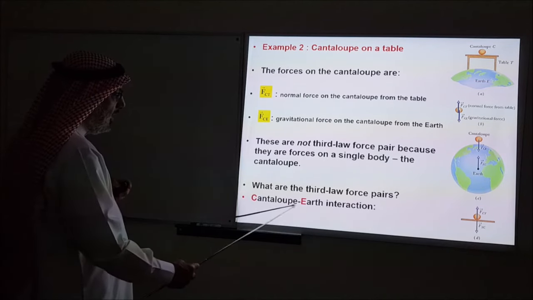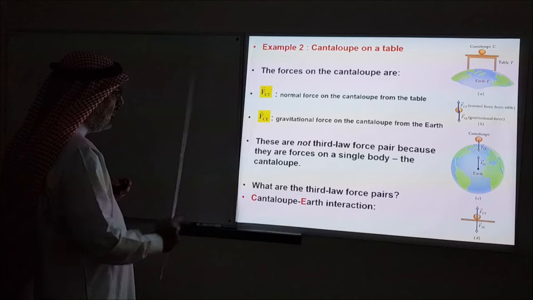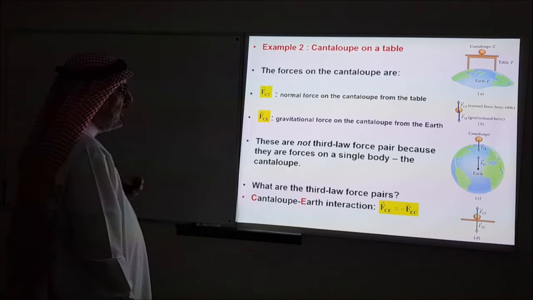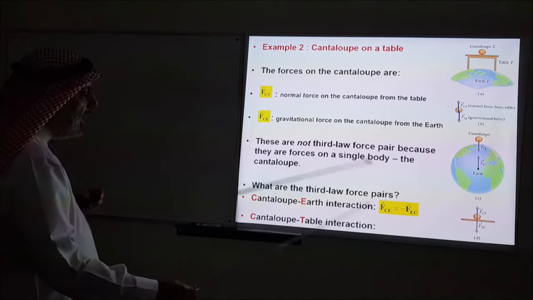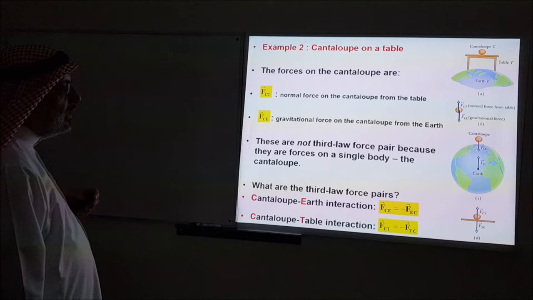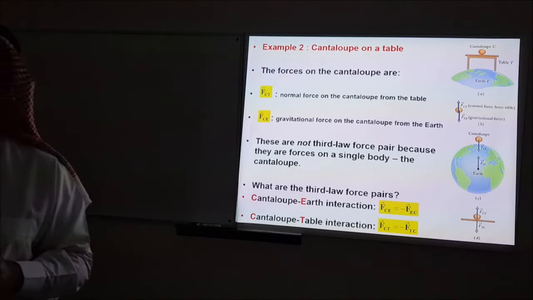They are the cantaloupe-earth interaction, which goes with the gravitational force. F_CE is equal to minus F_EC. And the cantaloupe-table interaction, which goes with the normal force. So we say F_CT is minus F_TC. And that's how Newton's third law works.